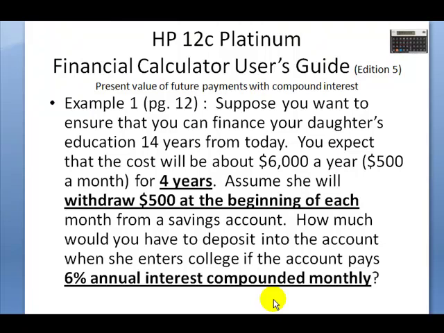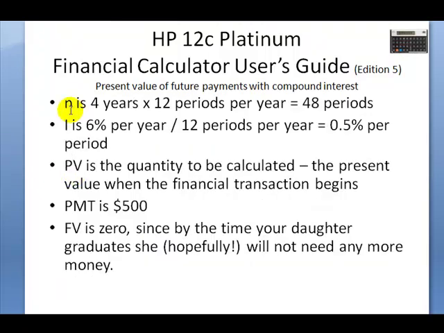I've tried to bold and underline the key components of this problem, which you'll need to use as you use your HP12c. Those key figures are N, which is the number of periods. In this case, she will be withdrawing that $500 for 4 years, 12 times per year because she's doing it monthly. So effectively she will make 48 $500 withdrawals.